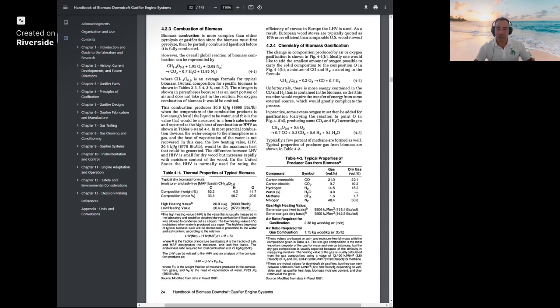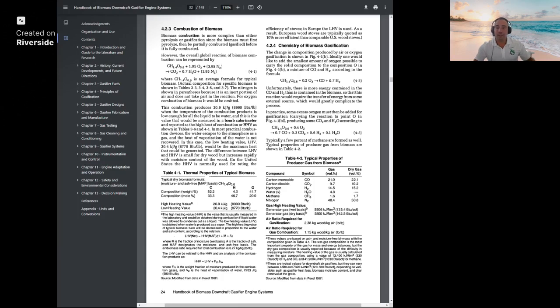The difference between LHV and HHV is small for dry wood, but increases rapidly with the moisture content of the wood. In the United States, the HHV is normally used for rating the efficiency of stoves. In Europe, the LHV is used. As a result, European wood stoves are typically quoted as 10% more efficient than comparable U.S. wood stoves.